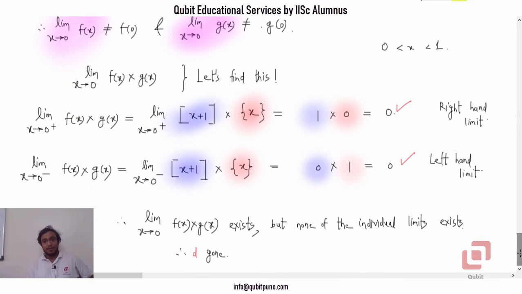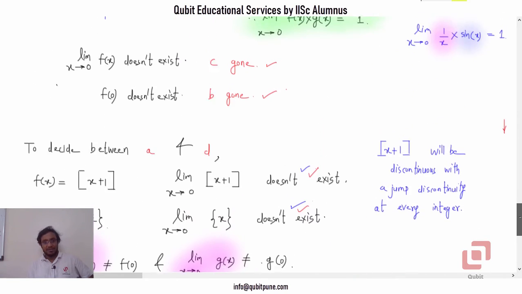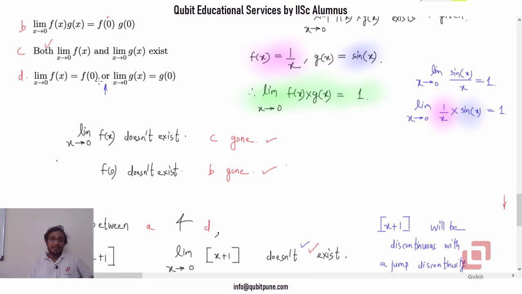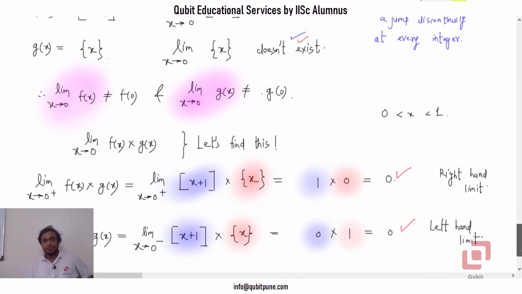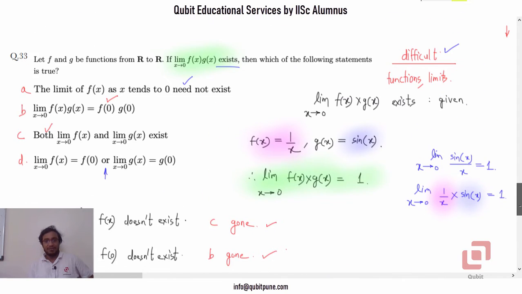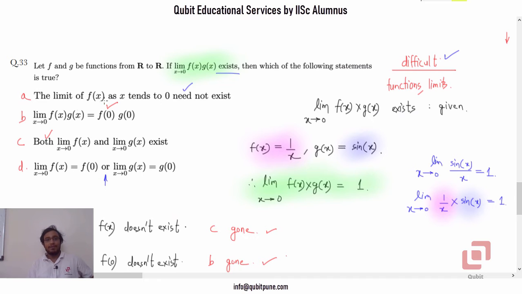But the limit of the product exists, which rules out option D, which tells us that either this should be 0 or that should be 0. That is also something which is contradicted with what we had assumed. So it has has to be option A, which tells us that the limit of f as x tends to 0 need not exist. It may exist, it may not exist, it is not going to affect the limit if that limit exists. Okay, now let's verify this graphically.